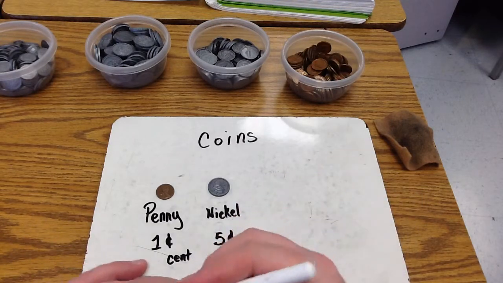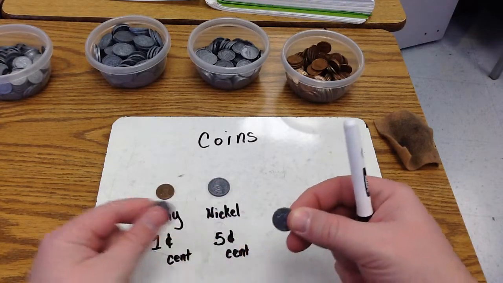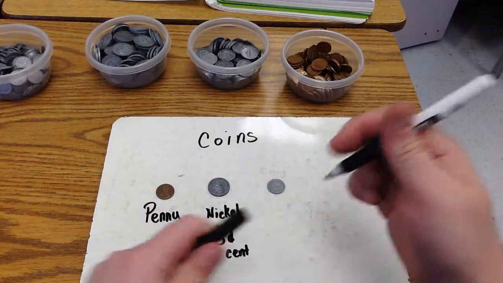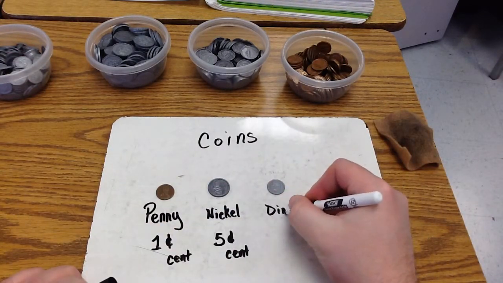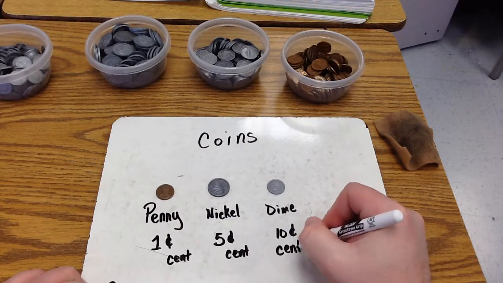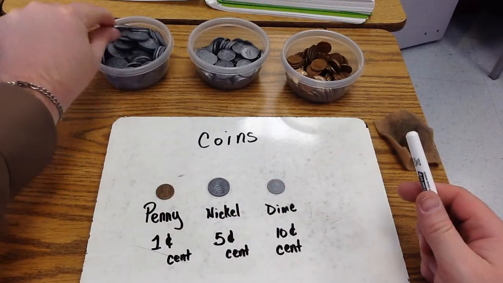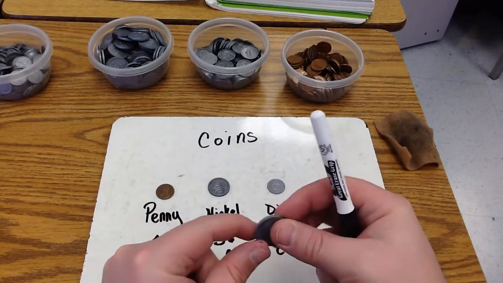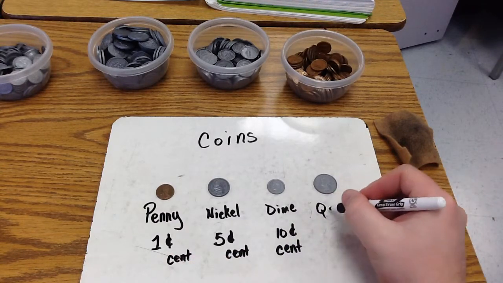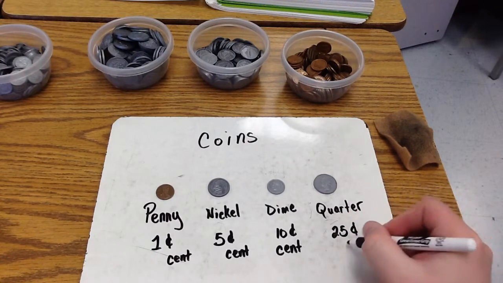The next one we're going to be looking at is another one that looks just like this. And this one right here is called a dime. And a dime is worth 10 cents. And then finally, the last one we're looking at is this one right here. This one is a quarter. A quarter is worth 25 cents.